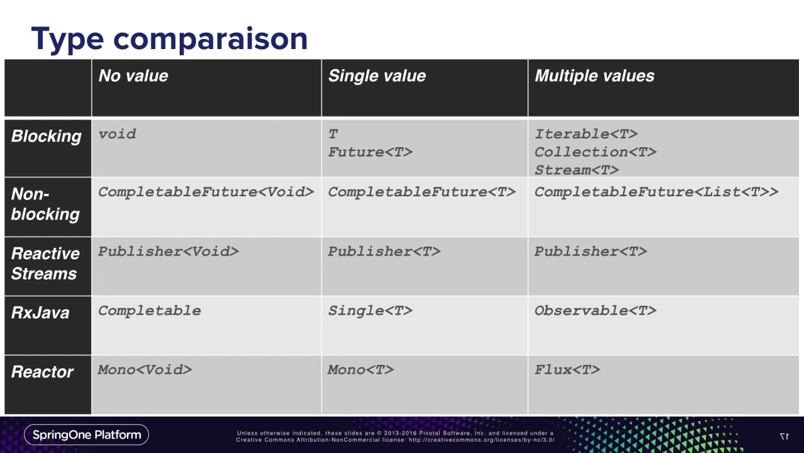So in the regular blocking world, no value is void as a return value. For a single value, that's T. That could be any kind of object, or a Future of T. I put Future here because to get the result of a Future, you have to write future.get, and this operation is blocking. That's why I put it in the red row.